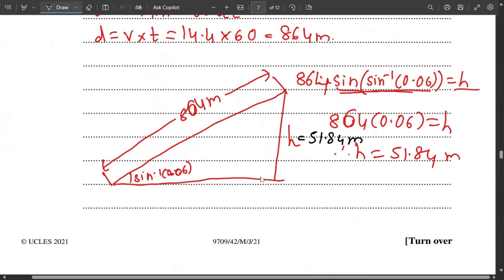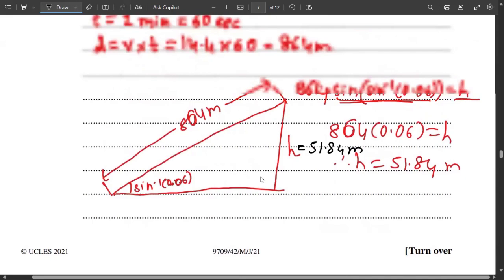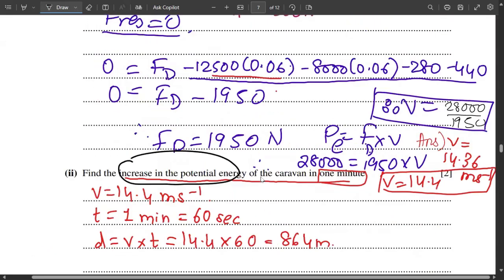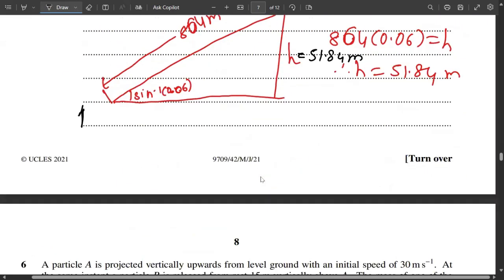But are we done here? No, we are not. Why? Because we have to find the increase in potential energy, which is the increase in GP. What is the GP? GP is mgh. So because you have to find the increase in GP, what we'll have to write here is the increase in height. But we can't just add arrows here, so you'll have to write delta. Delta means change in height.